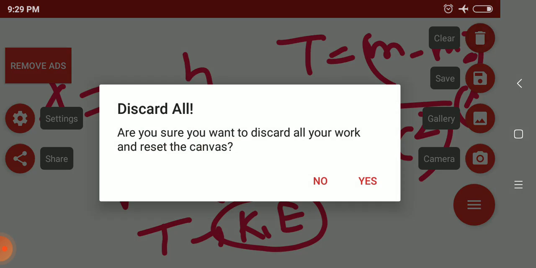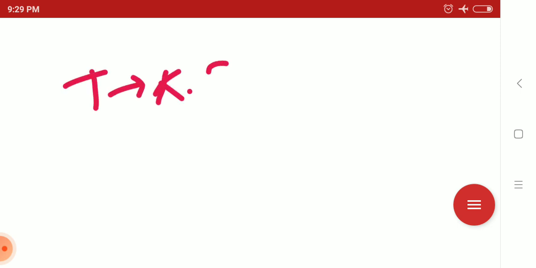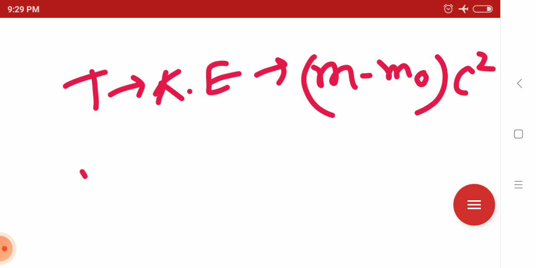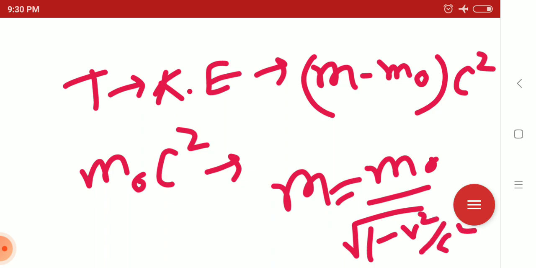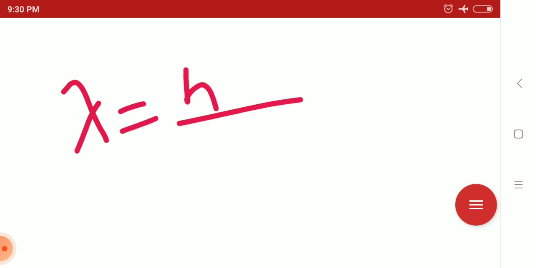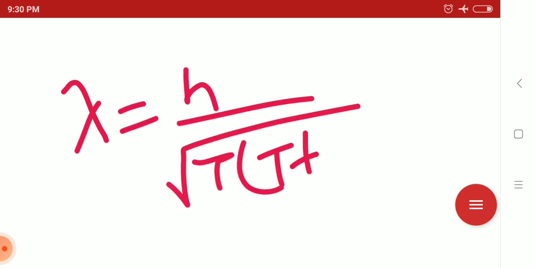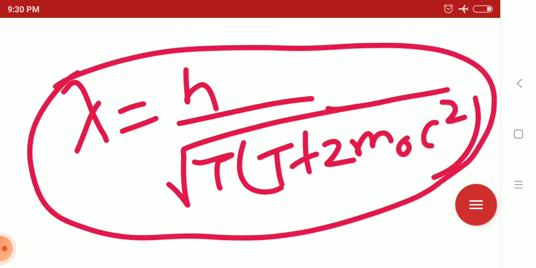Let me write it on a clear page. So this is the relativistic particle case. This is the de Broglie wavelength for the relativistic case, where T is the kinetic energy, m minus m0 into c square, where m0 c square is the rest mass energy of the particle, and m equals m0 divided by root of 1 minus v square by c square. So for the relativistic case, the de Broglie wavelength is h by root over T(T plus 2m0 c square), with the whole thing under the root.